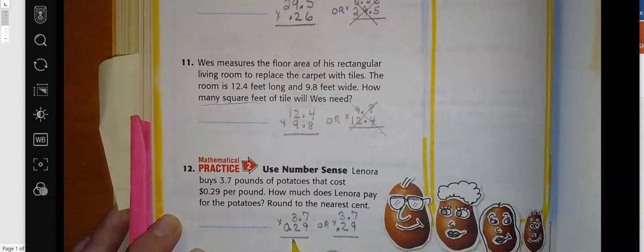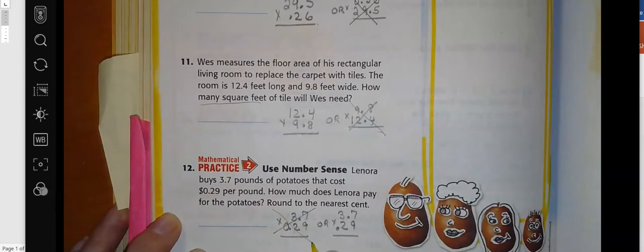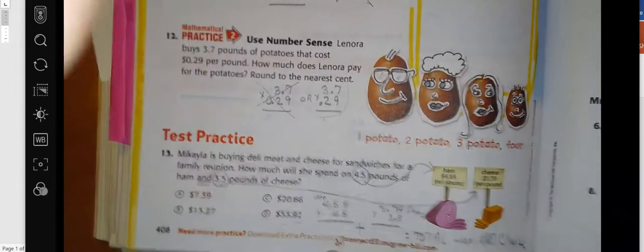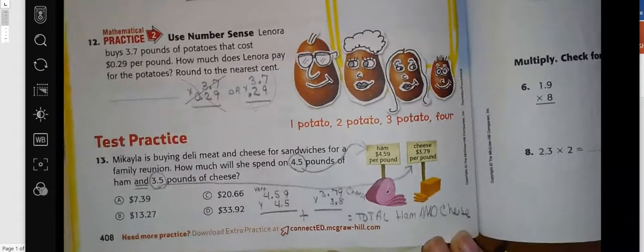Number 12. Which way would work the best? Well, you don't really want to multiply times the 0, so this would be the best way to set up your problem. Number 13 is a little bit extra challenging.